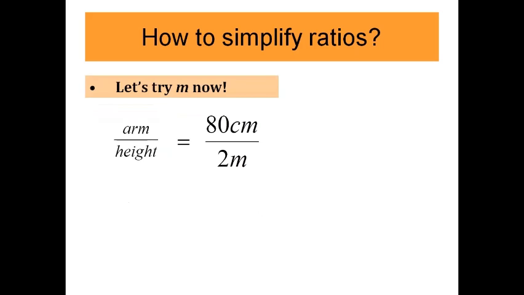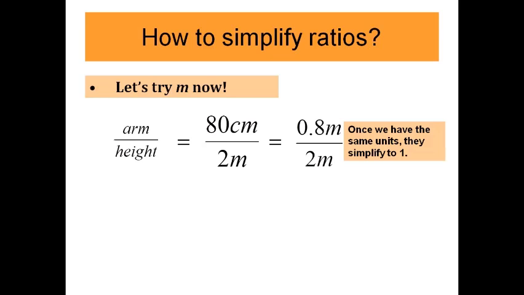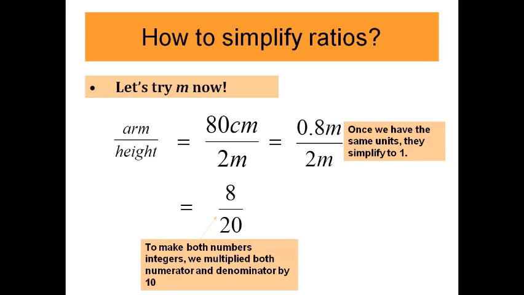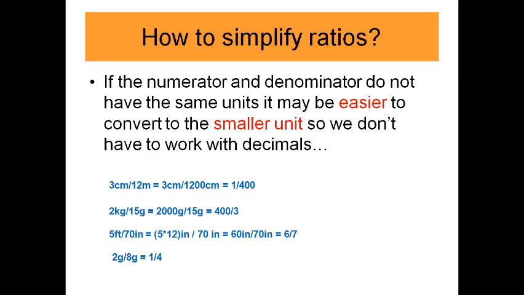The arm length is given as 80 centimeter and height is given as 2 meter. Converting 80 centimeter into meter, divide this number by 100, and you will get 0.8 meter. The height is already given in meter, so it is equal to 2 meter. Once we have the same unit, again we can simplify it. To make both the numbers integers, we multiply both the numerator and denominator by 10. Cancel out the numbers, and you will again get the answer as 2 upon 5.